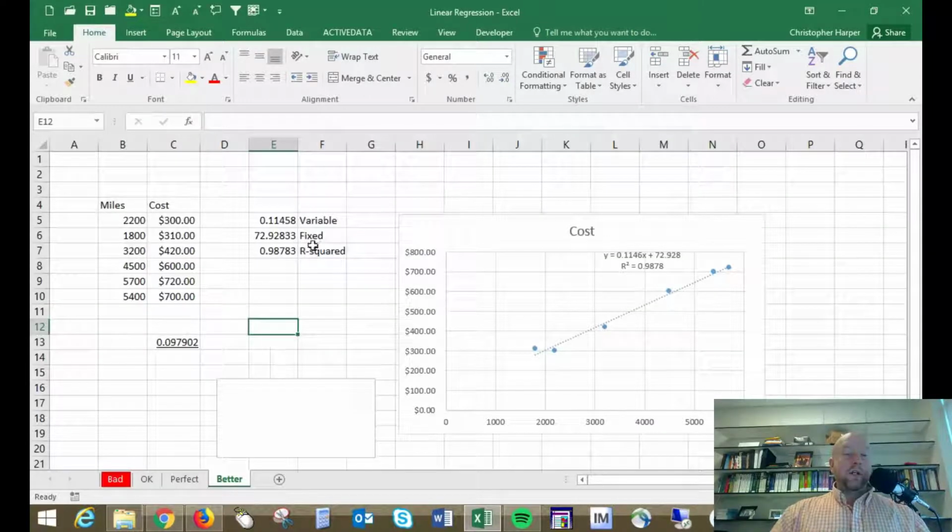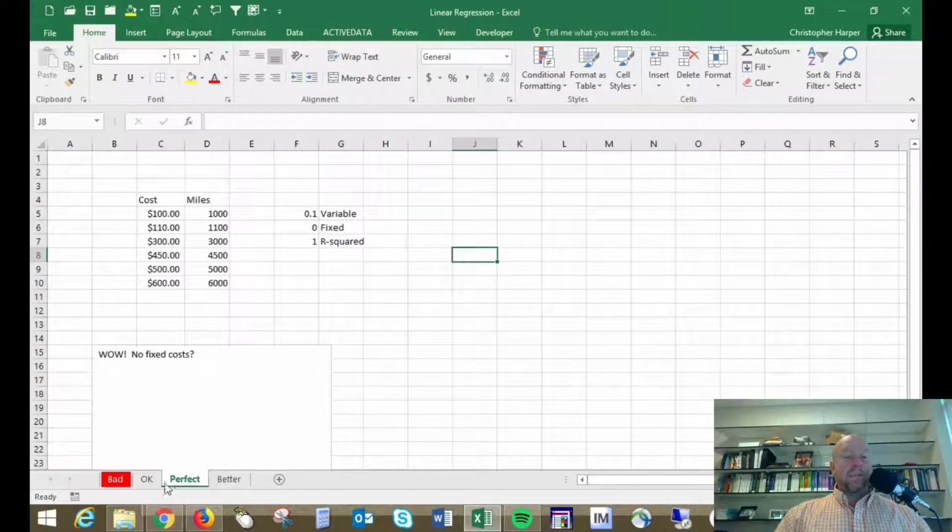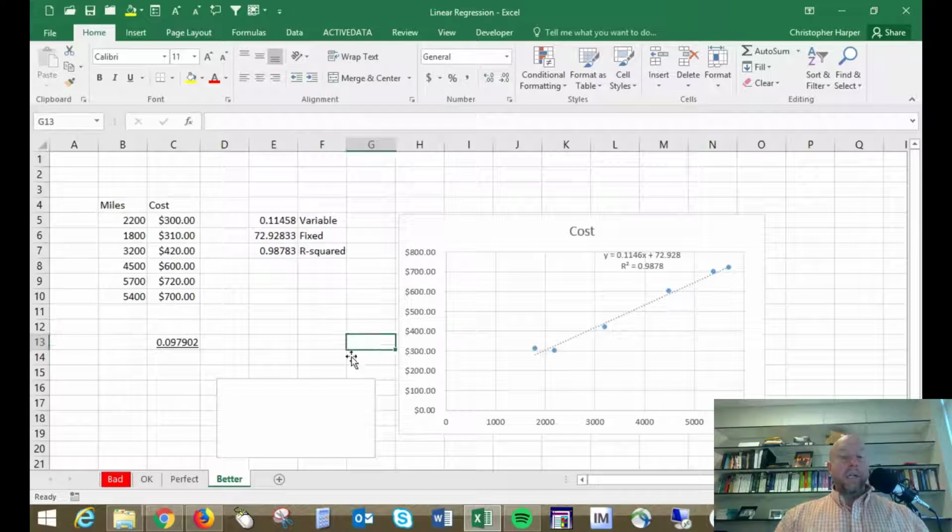If we go to even better, here's an R squared of 0.99. Okay, almost perfect. You look at the graph, it does a really good job. And then, of course, the fixed and variable components are going to be different because I did change the numbers. I made a scenario here I call perfect. With the perfect scenario, you have no fixed cost, everything is 10 cents per mile, but you do get an R squared of 100%.